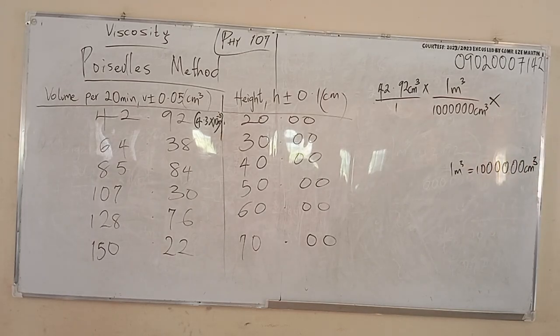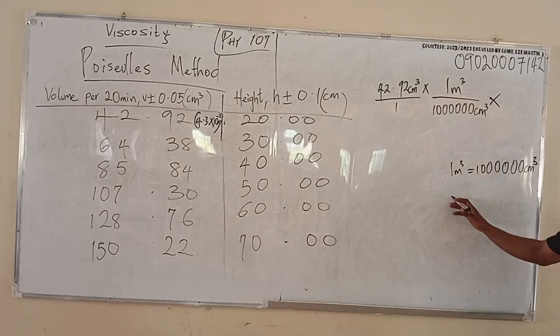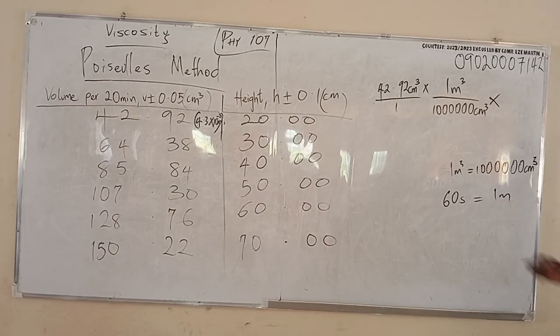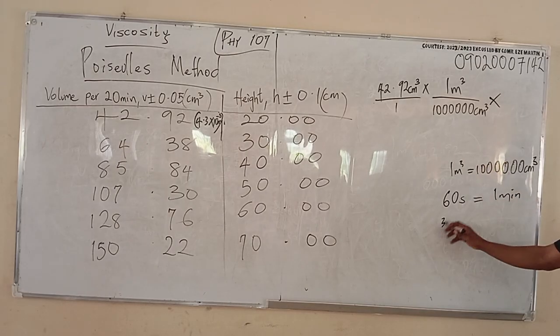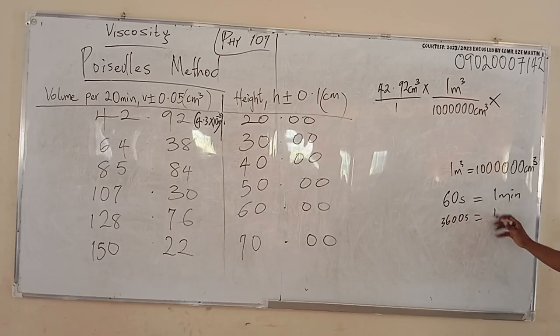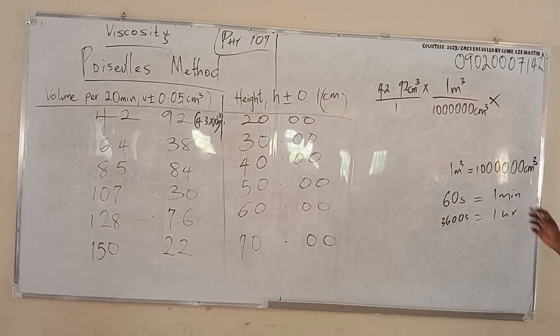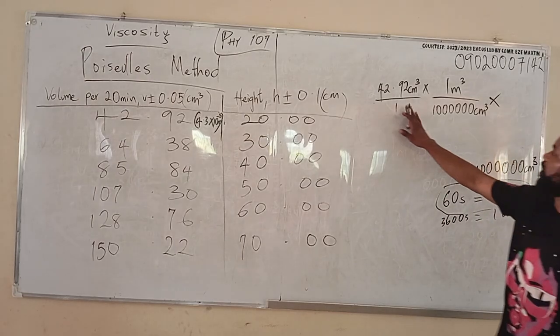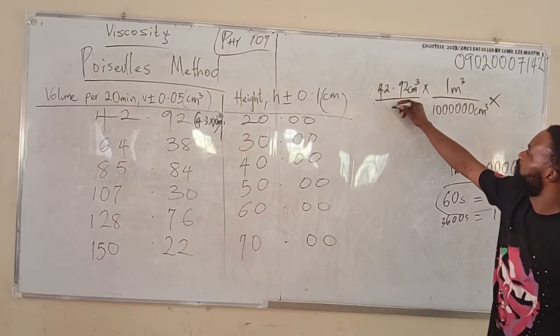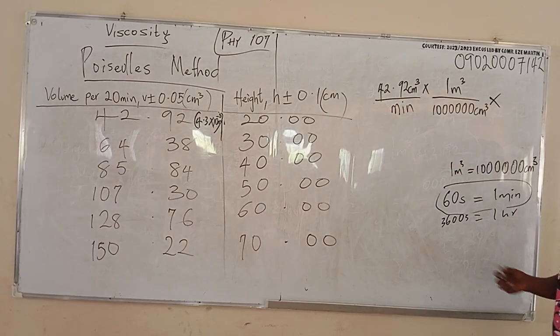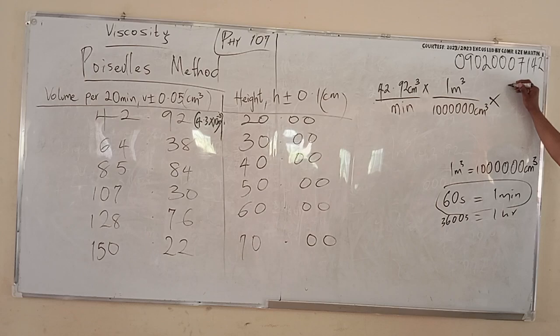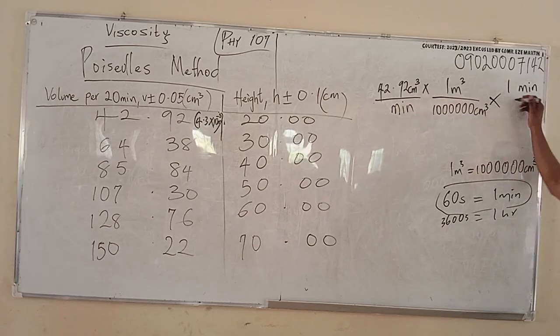The next one is minutes and seconds, shall we? Yes. I know that 60 seconds is equal to 1 minute, is it not true? Yes. And I know that 3,600 seconds is equal to 1 hour. You still remember? Yes. But we are dealing with this one. So remember that this one is per minute, all over minutes. I'm going to put minutes here, times minutes, it will cancel minutes. So I'll say 1 minute is equal to 60 seconds.